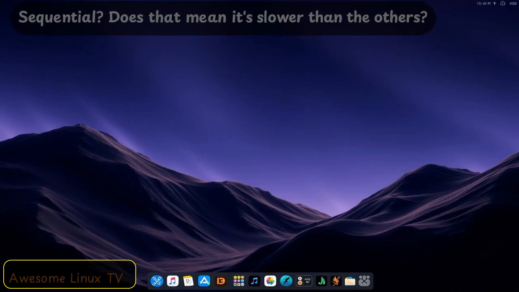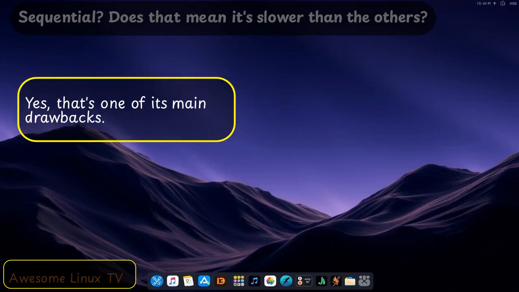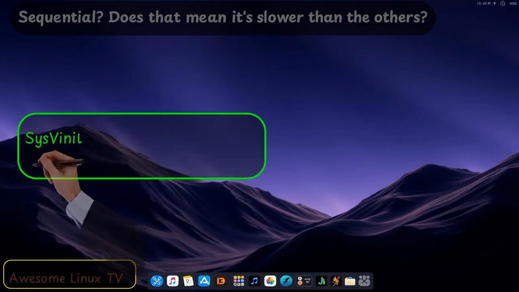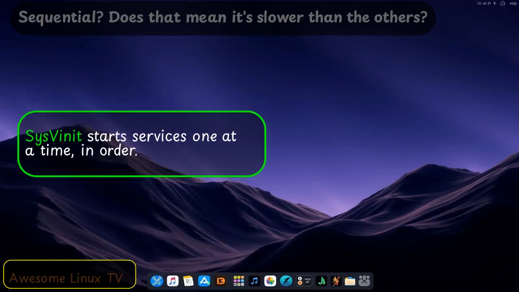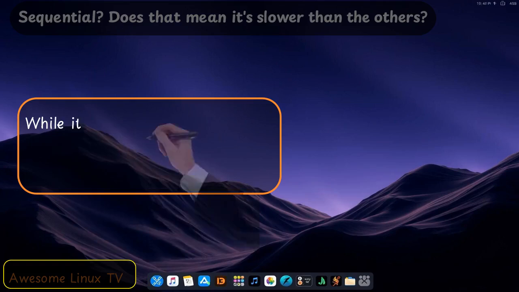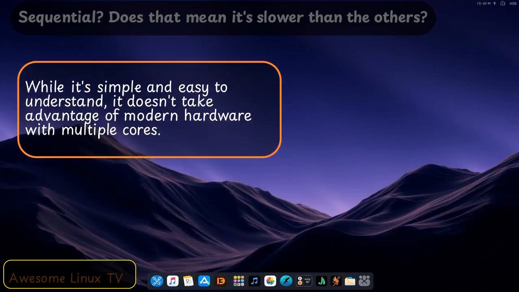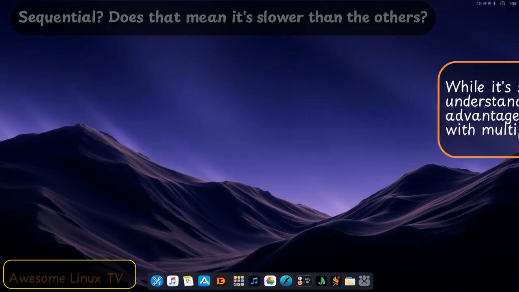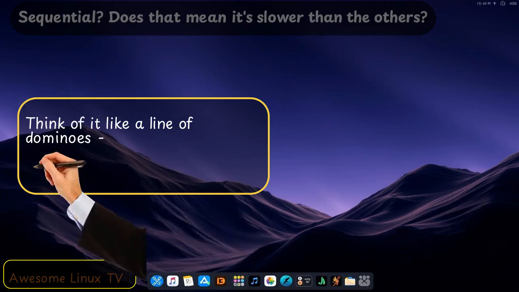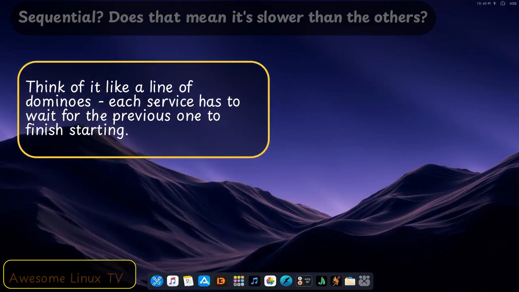Sequential? Does that mean it's slower than the others? Yes, that's one of its main drawbacks. SysVinit starts services one at a time in order. While it's simple and easy to understand, it doesn't take advantage of modern hardware with multiple cores. Think of it like a line of dominoes. Each service has to wait for the previous one to finish starting.